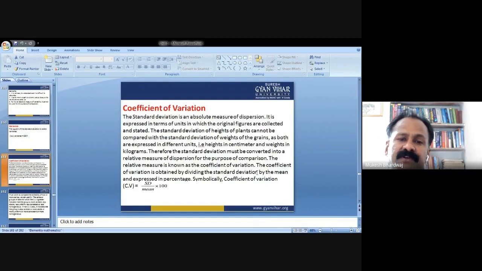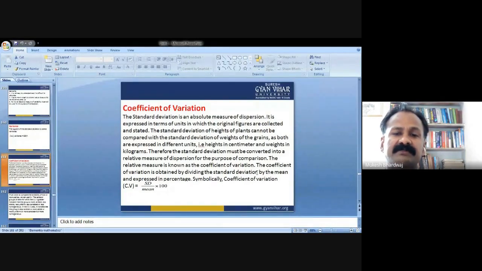Now, coefficient of variation. The standard deviation is an absolute measure of dispersion, which we studied in the demerits. It is expressed in terms of units in which the original figures are collected and stated. The standard deviation of heights of plants cannot be compared with the standard deviation of weights of the grains, as both are expressed in different units, that is, heights in centimeter and weights in kilograms.